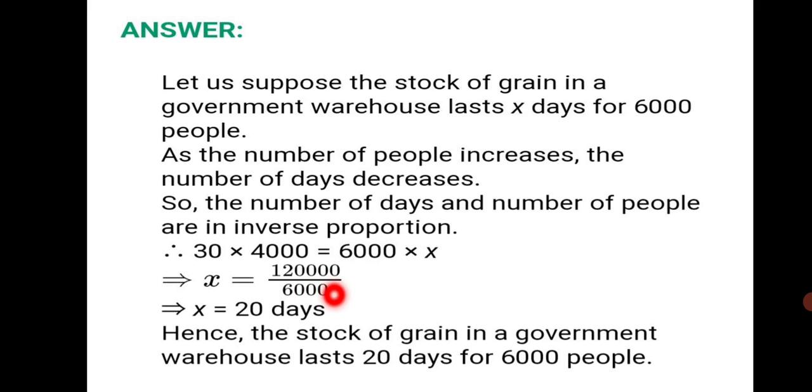3 zeros we can cut from the denominator and 3 zeros from the numerator. You get 6 2s are 12 and 1 zero, 20. X is equal to 20 days. Hence the stock of grain in a government warehouse lasts 20 days for 6,000 people.